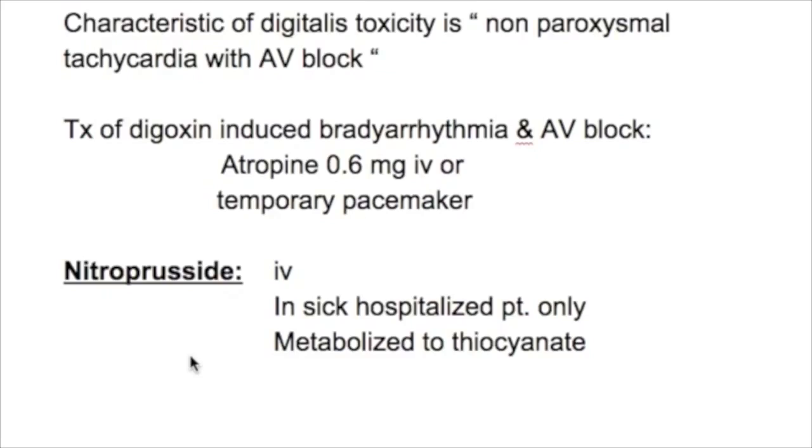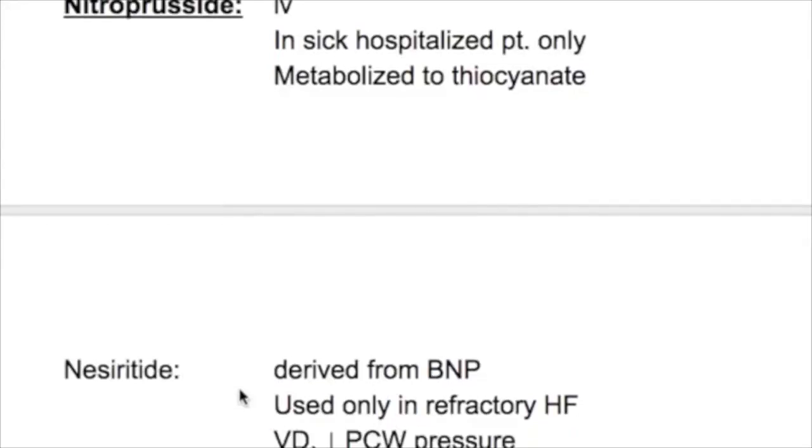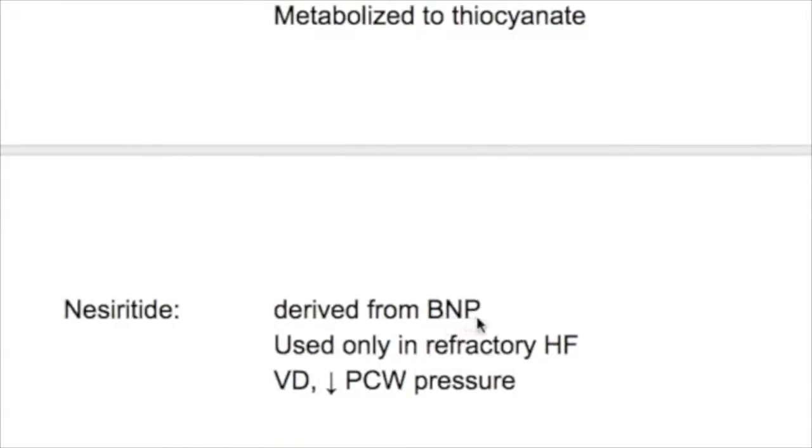The next drug used in systolic heart failure is nitroprusside. It is given IV and only in sick hospitalized patients. It is metabolized to thiocyanate. What is nesiritide? Nesiritide is also used in systolic heart failure. It is derived from the natriuretic peptide and is used only in refractory cases of heart failure. It is a vasodilator and decreases the pulmonary wedge pressure.